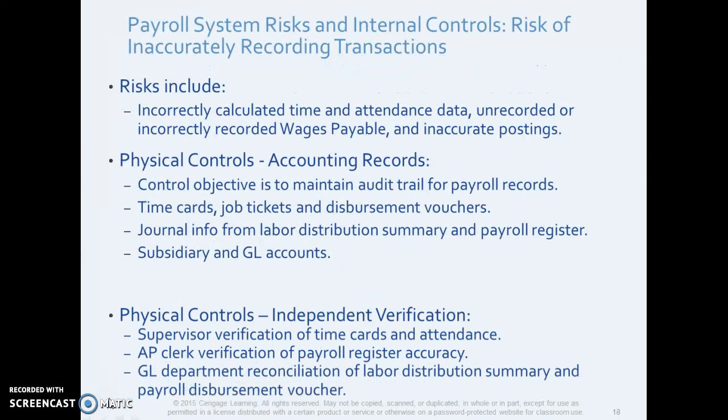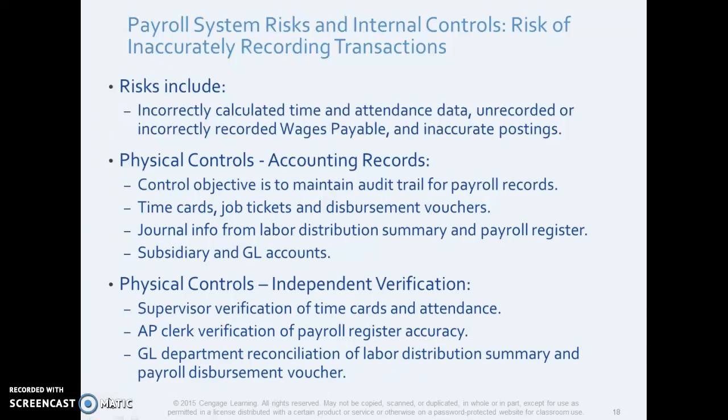So what are the risks in the payroll system? Incorrectly calculating time and attendance data, unrecorded or incorrectly recorded wages payable, and inaccurate postings. What are physical controls? The control objective is to maintain an audit trail for payroll records, time cards, time tickets, and disbursement vouchers, journal entries from the labor distribution summary and payroll register, subsidiary and GL accounts.